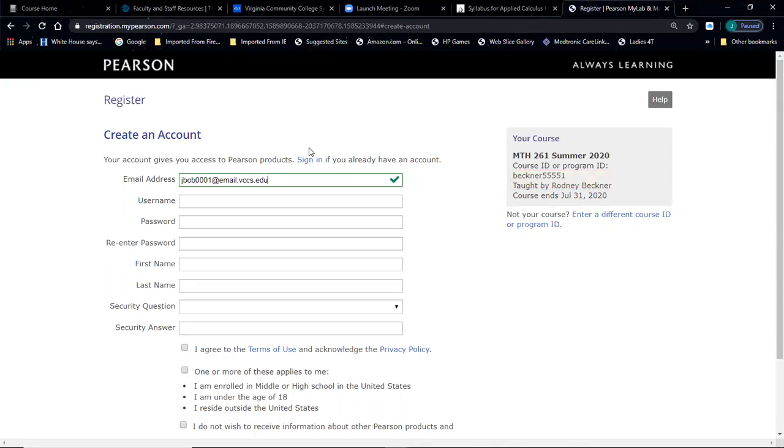jbob0001@email.vccs.edu. Two C's, VCCS. Don't forget the email part. Don't forget the EDU part. If you miss one detail of this, it is going to mess you up bad.